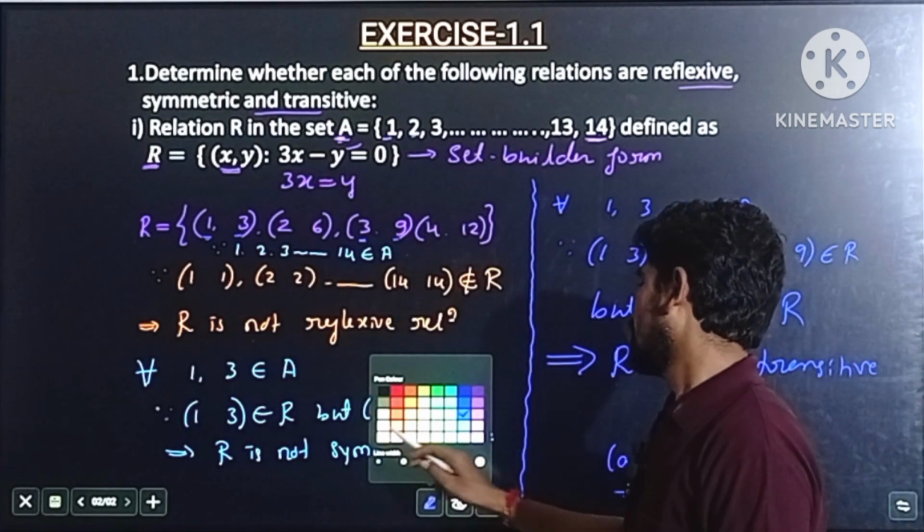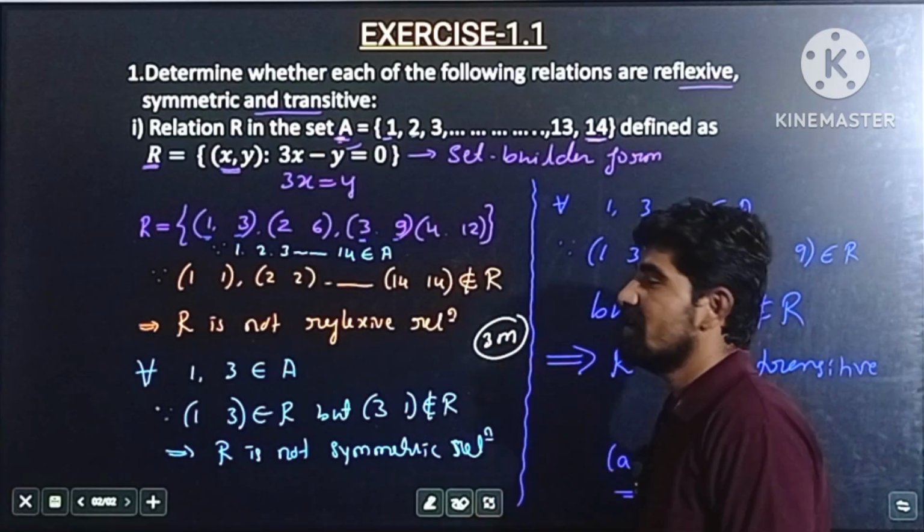This is an important question asked in your annual examination for 3 marks.